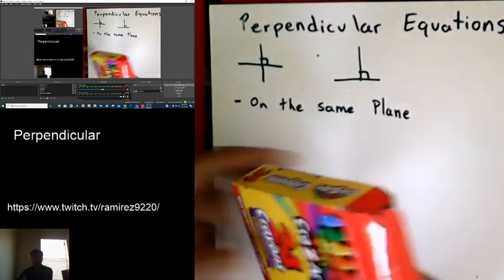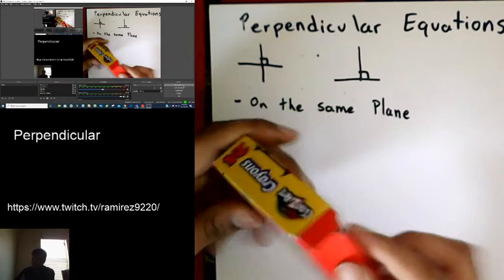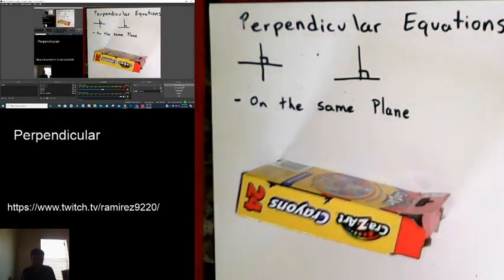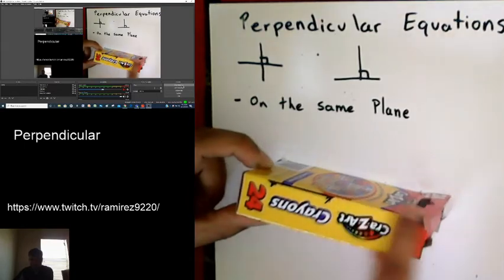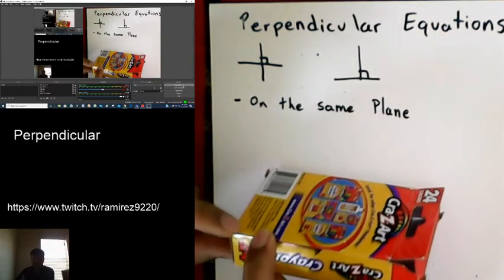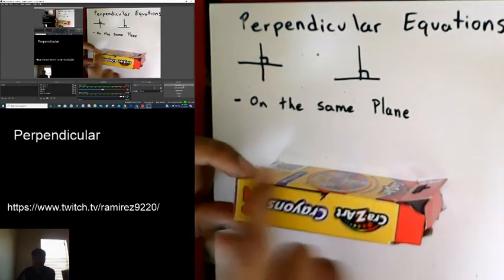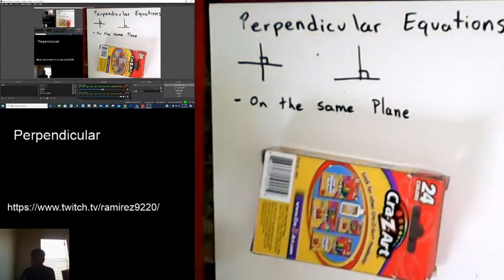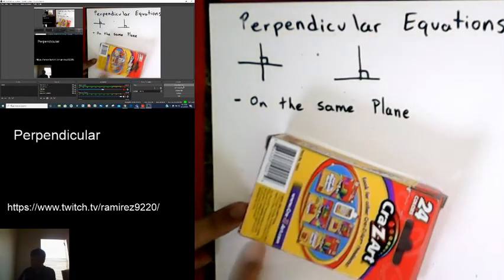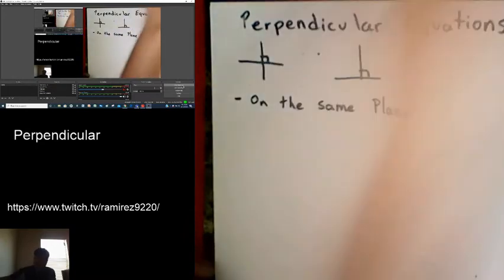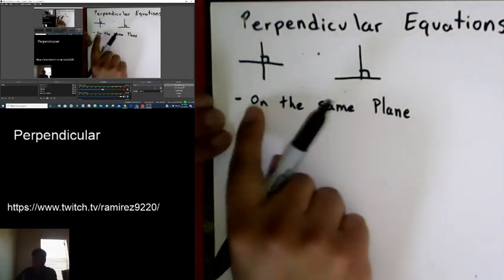If you were looking at this box of crayons here, this and this, right? I mean, they're also perpendicular. This line right here and this line right here, they're perpendicular. And you might be like, sir, this line is not on the same plane as this, but they are. You think of it like this. They're on the same surface. This line and this line on the same plane make a 90-degree angle. But anyways, they have to be on the same plane.